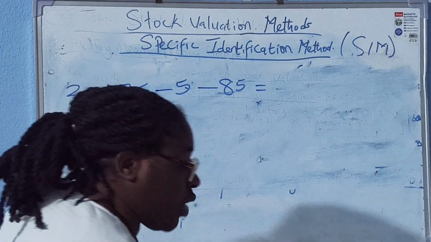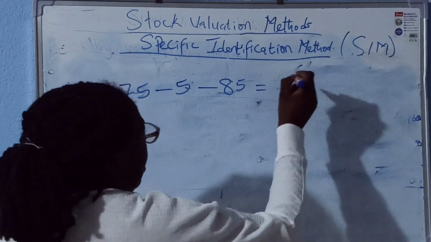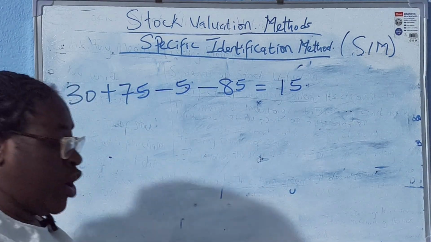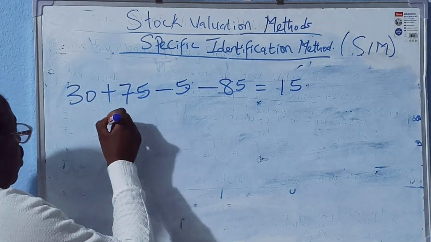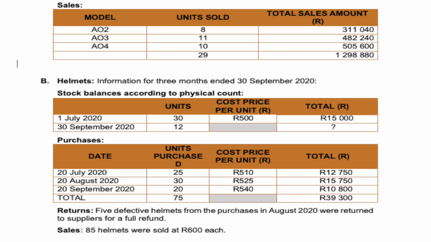We are supposed to have 15 helmets as our closing stock. But if you check your question, the closing stock stands at 12. The real closing stock recorded is 12. So meaning that 3 helmets were stolen. 3 helmets were stolen. And that is a calculation that is required of you.